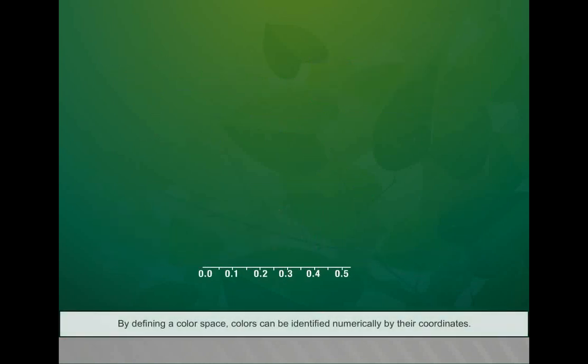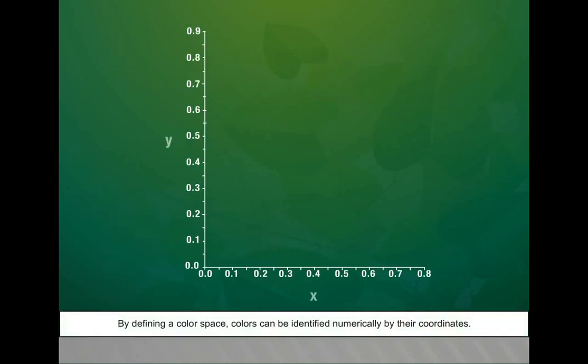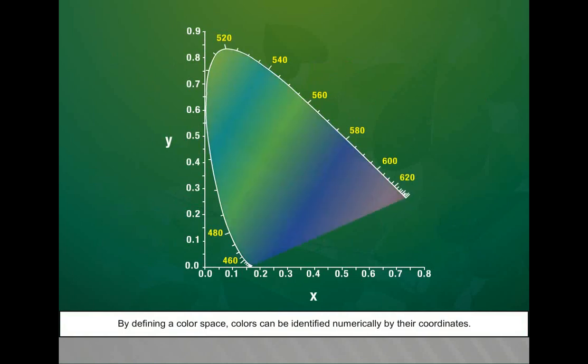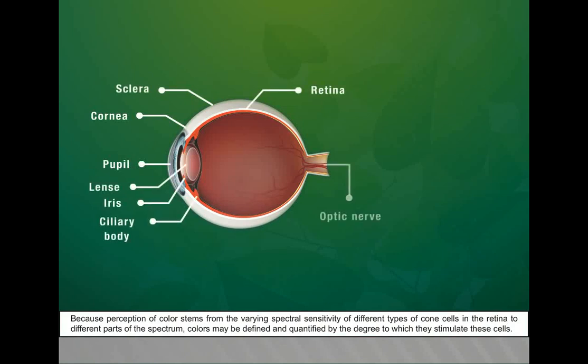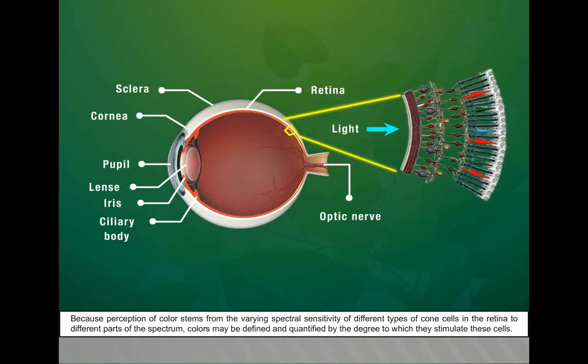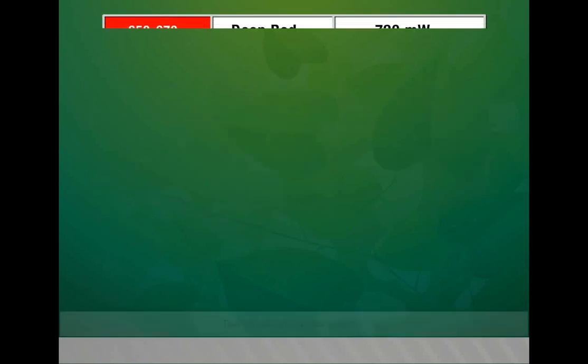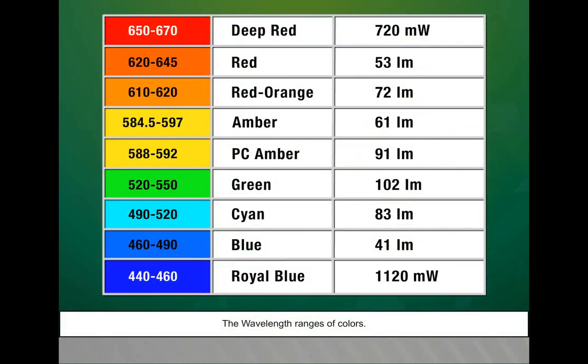By defining a color space, colors can be identified numerically by their coordinates. Because perception of color stems from the varying spectral sensitivity of different types of cone cells in the retina to different parts of the spectrum, colors may be defined and quantified by the degree to which they stimulate these cells. The wavelength ranges for colors.